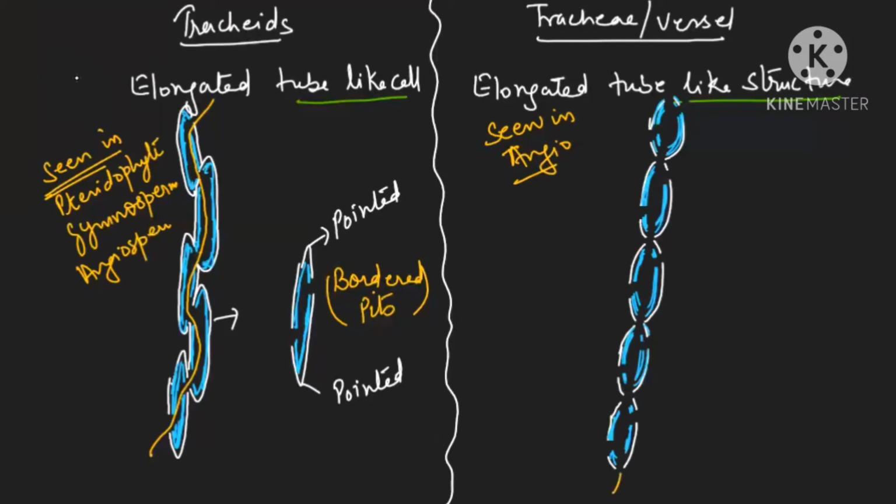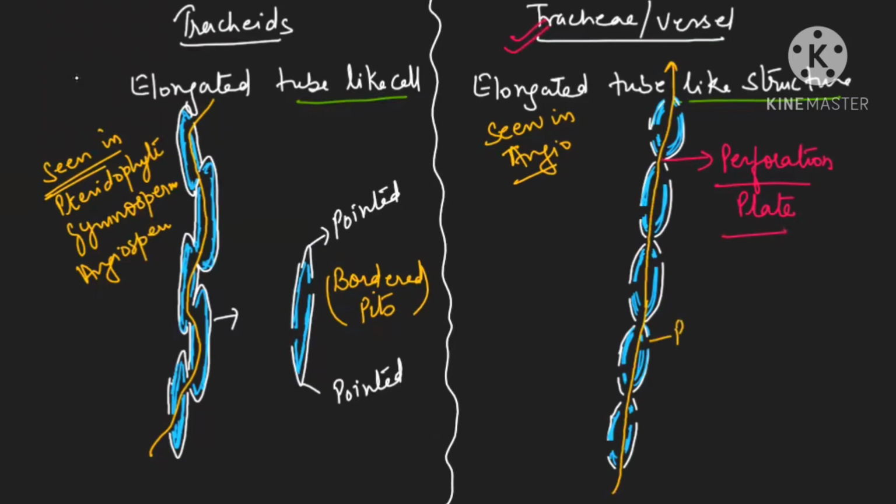And tell me one thing, isn't it more efficient in sending the water up? Because the water will go straight without any hurdle. No hurdle. And what have they created when they were dissolving this area? They have created a perforation, a perforation plate. This is again a very important PMT question: perforation plates are present in which? They are present in tracheae, not in tracheids. Tracheids will have pits, but tracheae, meaning vessels, will have perforation plates, plus they will have pits also.